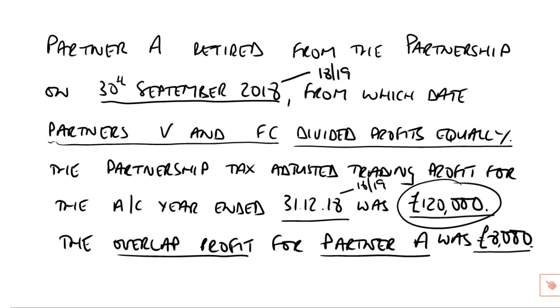But before we can do assessments for any of these tax years, we need to know how this profit of £120,000 for the year ended December 18 will be divided between the partners, given that on the 30th September 18, partner A left the partnership, and clearly at that point there was a change in the profit sharing agreement. So let's remind ourselves, therefore, of how we divide out our profits. And it should, of course, be simple enough so far as we're concerned. How do we do it?